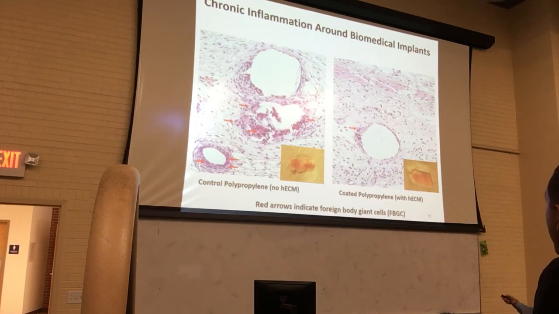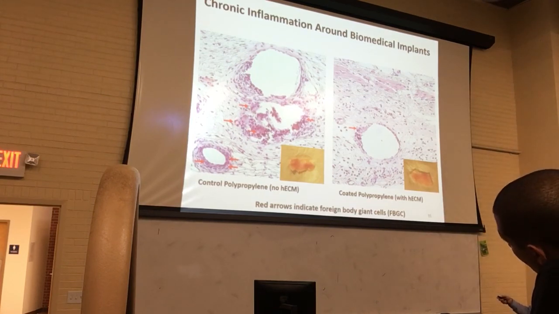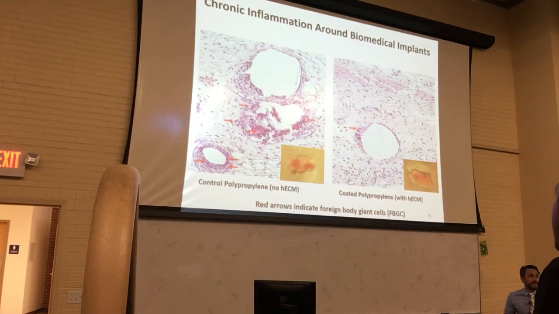So these open white spaces are where the polypropylene is, and you can see all the inflammatory cells around it, and then these are foreign body giant cells. All of these red arrows are pointing to them. Here's a really obvious one right here, a foreign body giant cell. This was implanted into tissue for 14 days.